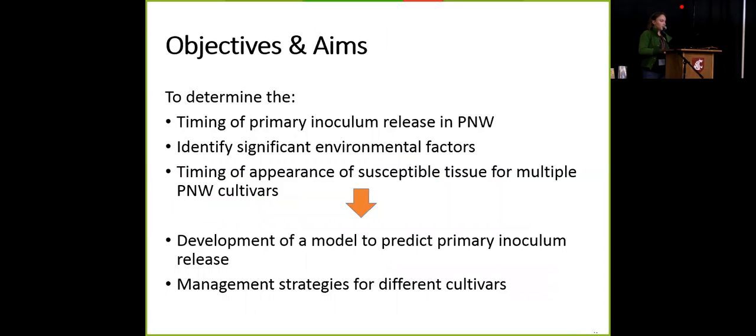So with that, I determined to focus this project on determining the timing of this primary inoculum release in the Pacific Northwest to identify significant environmental factors that may affect this apothecia development, and then also looking at the cultivars in this region and when cultivars expose their susceptible tissue for these ascospores. And with this project, we aim to develop a model that can help in predicting the primary inoculum release for specific locations and to provide management strategies for different cultivars.